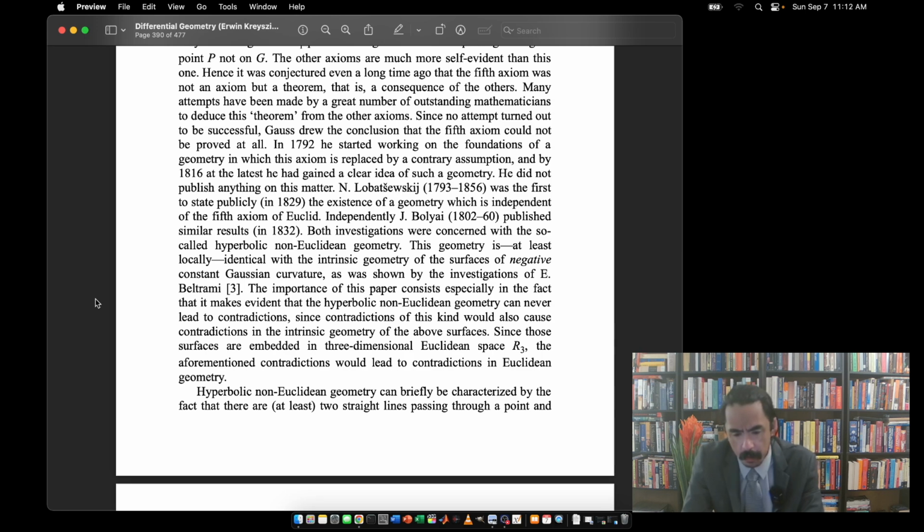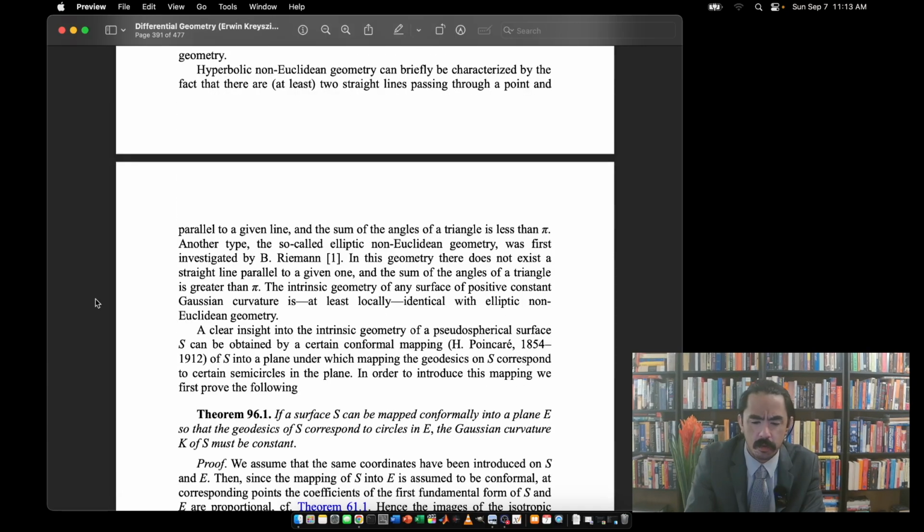The importance of this paper consists especially in the fact that it makes evident that the hyperbolic non-Euclidean geometry can never lead to contradictions, since contradictions of this kind would also cause contradictions in the intrinsic geometry of the above surfaces. Since those surfaces are embedded in three-dimensional Euclidean space, R3, the aforementioned contradictions would lead to contradictions in Euclidean geometry. Hyperbolic non-Euclidean geometry can briefly be characterized by the fact that there are at least two straight lines passing through a point and parallel to a given line, and the sum of the angles of a triangle is less than pi.